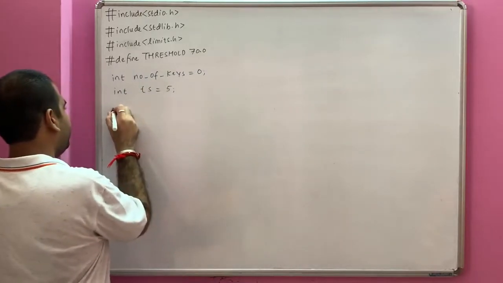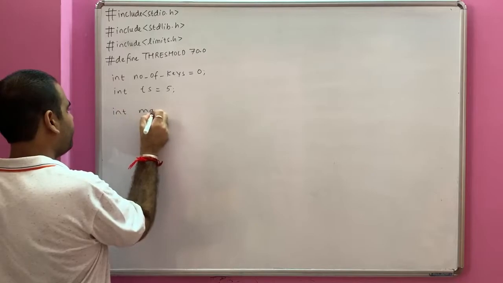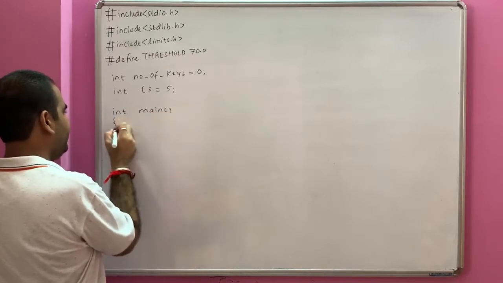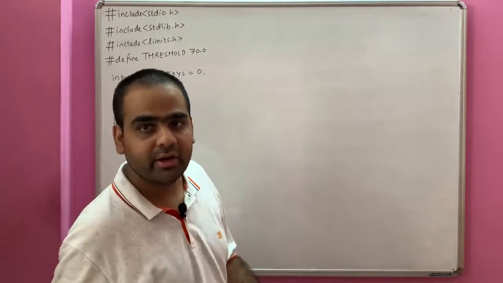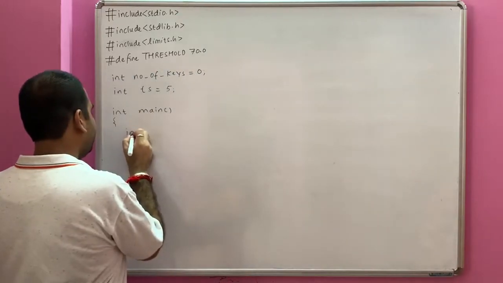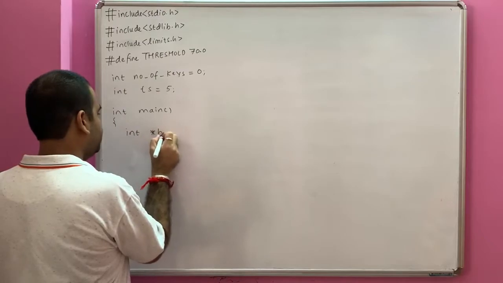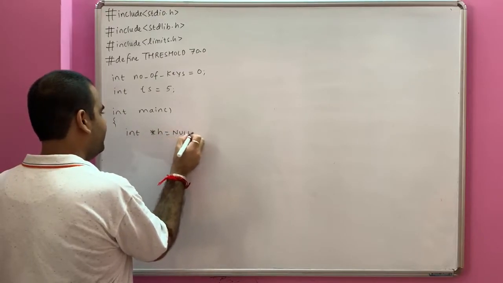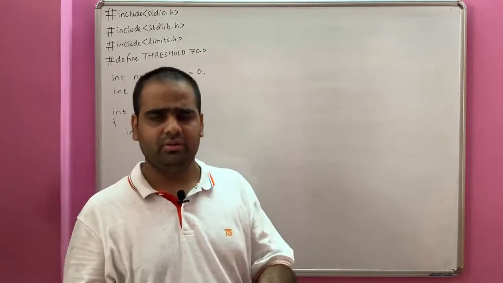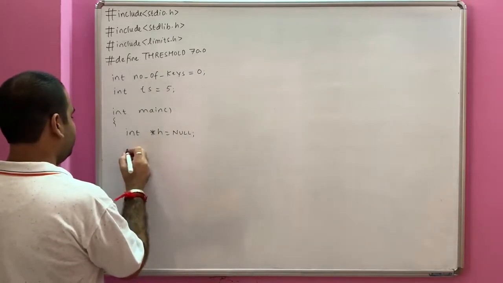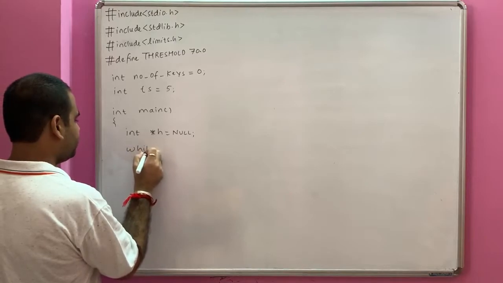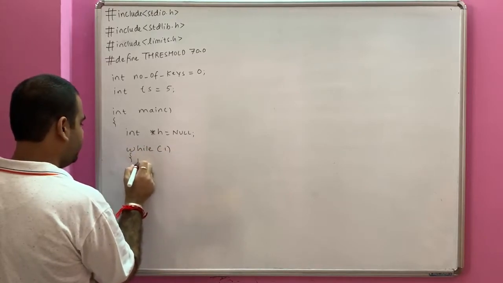Then we write int main over here. What do we need? We need an array, the hash table. This hash table has to be allocated dynamically. Hence, I write it as int star h is equal to null. Whenever we want to add the key, we will create it dynamically. Then we say while 1, the first option is add key.